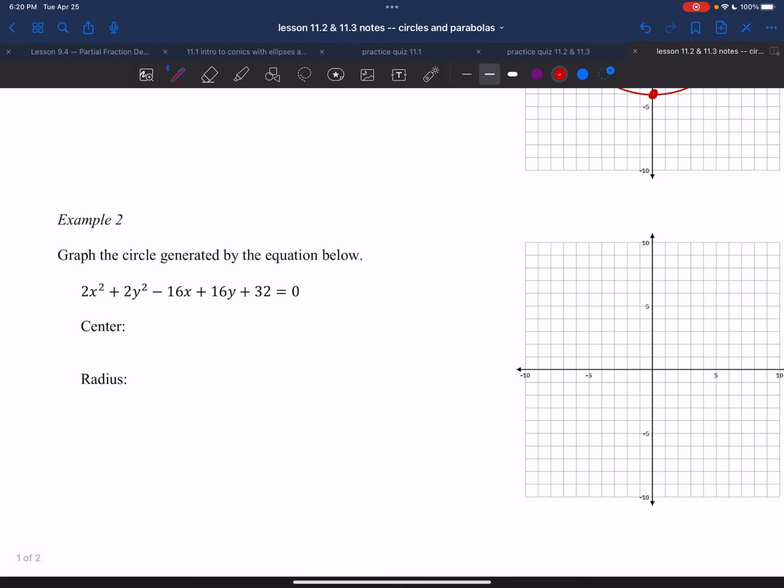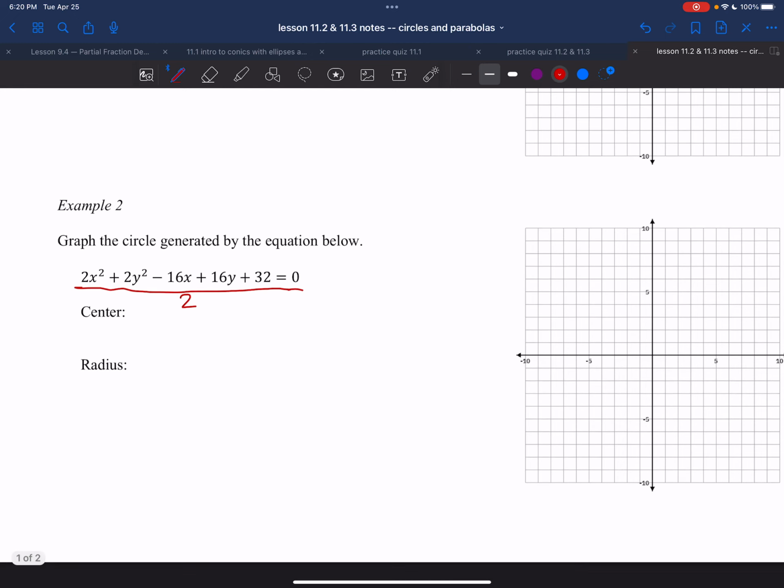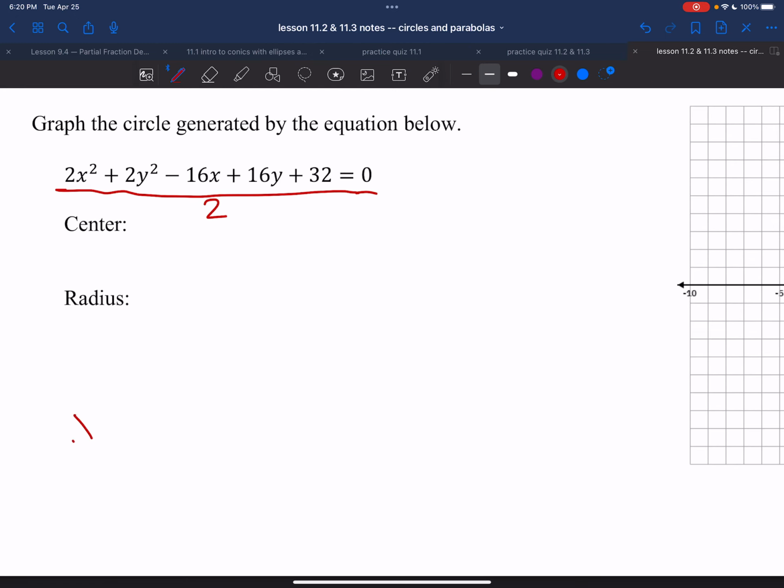Let's graph the circle generated by the equation below. Oh, shoot. It's in general form, which means that I need to complete the square and put it in standard form. So first thing off the bat, I do notice that everything has a common factor of 2. So I'm going to divide it by 2. So I'm going to get, where should I do this? Probably do it down here. I'll say x squared plus, in fact, let's move the x's together.